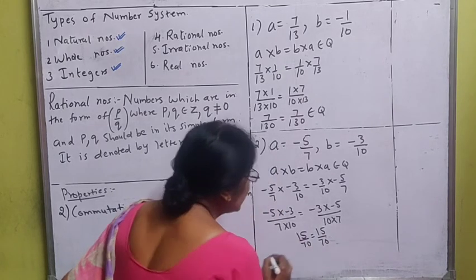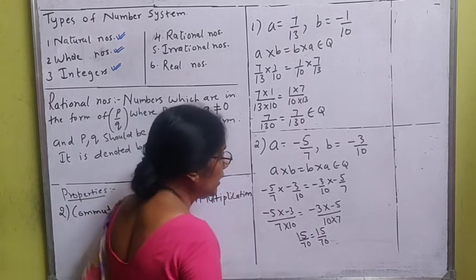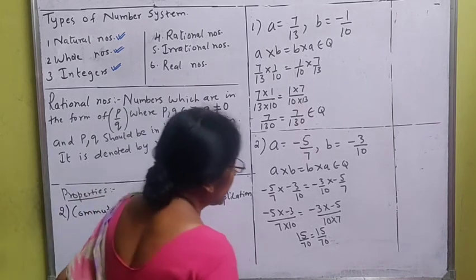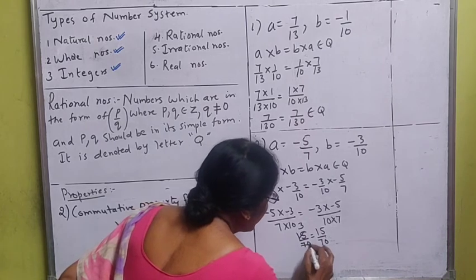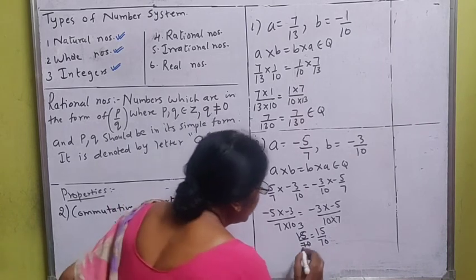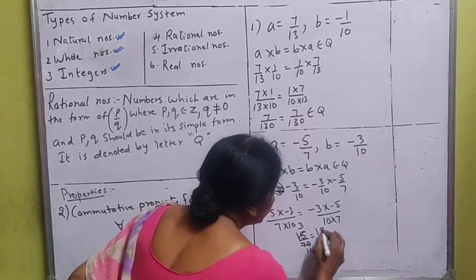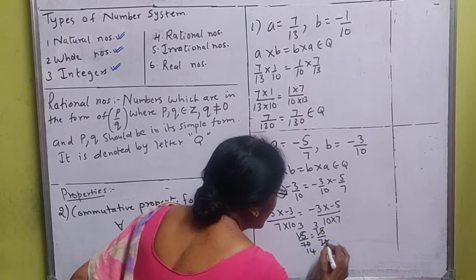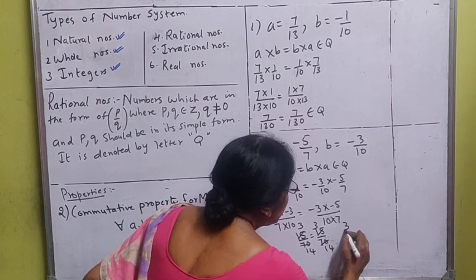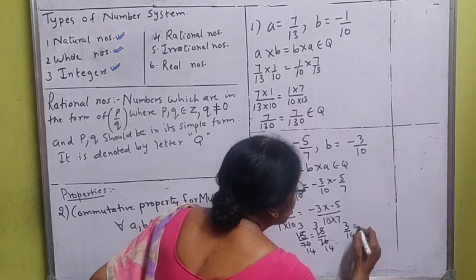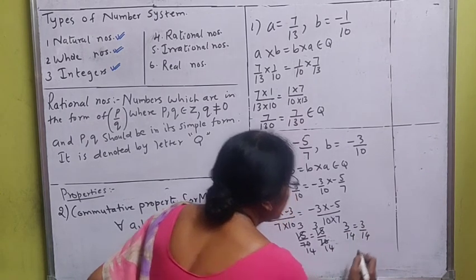You can cancel this by what? Can you cancel it? Yes, you can cancel by 5. 5 3s are 15, 5 1s are 5. Then 5 4s are 20. 5 3s are 15, 5 1s are 5, 5 4s are 20. So you got it as 3 by 14 is equal to 3 by 14.